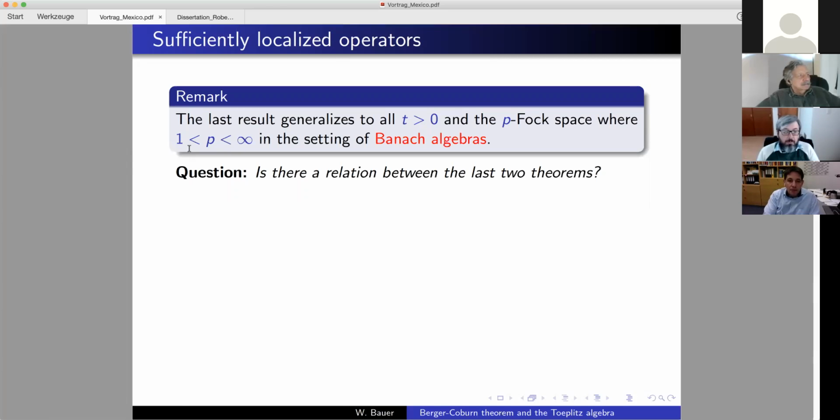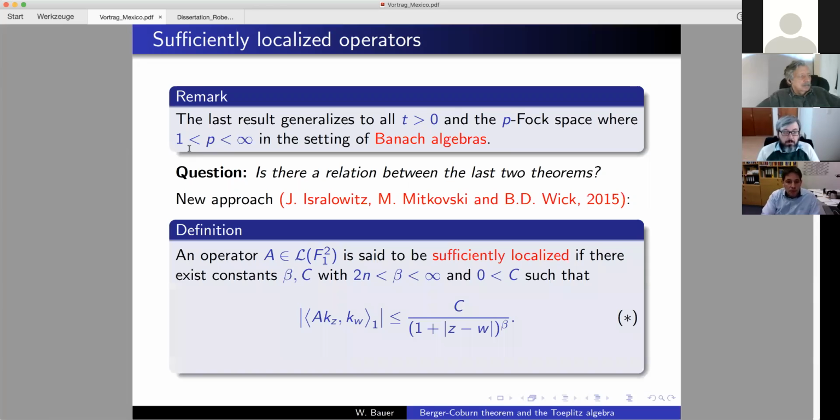And now there's the question, is there some relation between these two theorems? So the theorem for the Toeplitz algebra and for this algebra of operators acting uniformly continuous on the scale. And to answer this question, I want to mention another approach by Israelowitz, Mitkowski, and Wick in 2015. And they defined the notion of sufficiently localized operators.